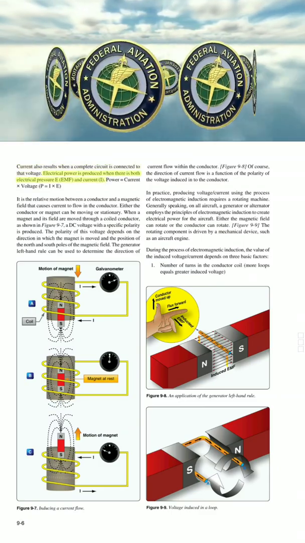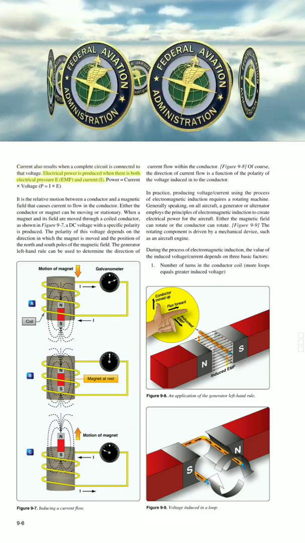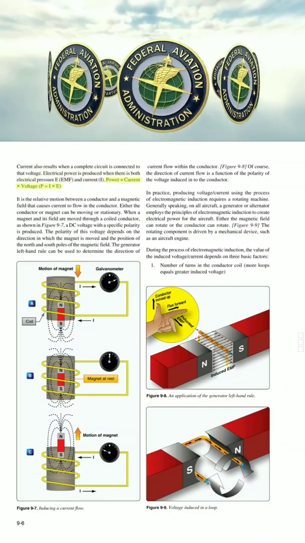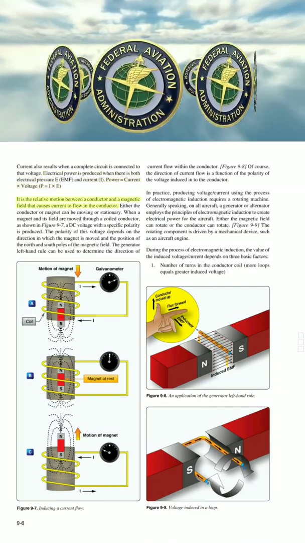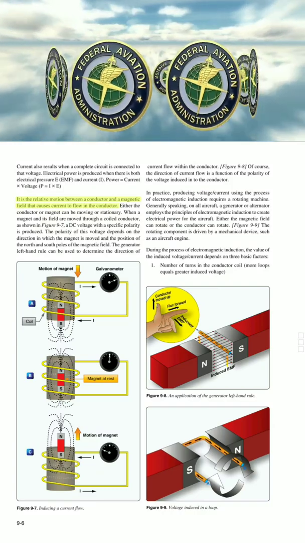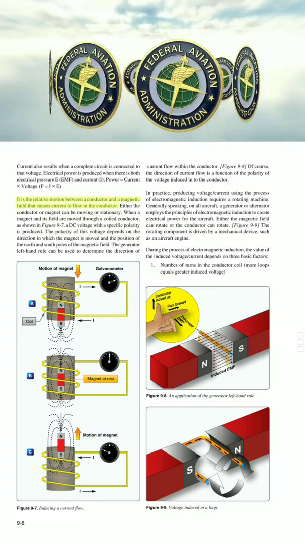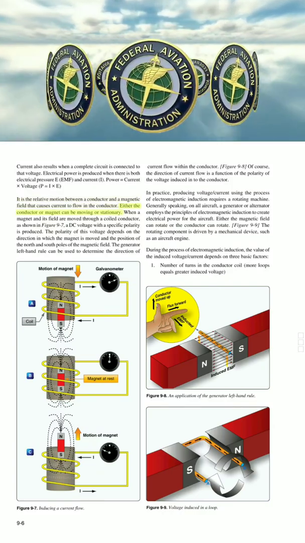Electrical power is produced when there is both electrical pressure E, EMF, and current, I. Power equals current times voltage, P equals I times E. It is the relative motion between a conductor and a magnetic field that causes current to flow in the conductor. Either the conductor or magnet can be moving or stationary.